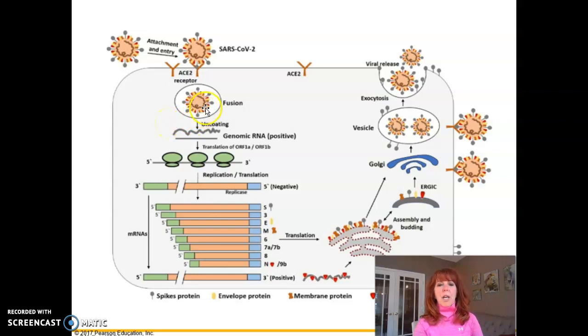The virus will shed its proteins and uncoat itself so that now the RNA is available. That RNA is going to be used for two things. One, it's going to be translated so that we can get proteins that are needed to make more viruses. And the other thing is that it's going to replicate so that we have more copies of RNA that is going to be used to put inside the new viral particles.